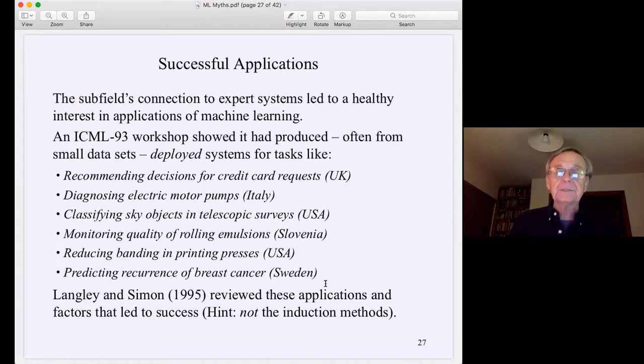Things like recommending decisions on credit card requests, diagnosing motor pumps, classifying sky objects in photos, monitoring the quality of emulsions in manufacturing, reducing ink bands in printing presses, and predicting the recurrence of breast cancer. Again, these weren't just publications in the AI literature. These were systems that were being used in practice by '93.